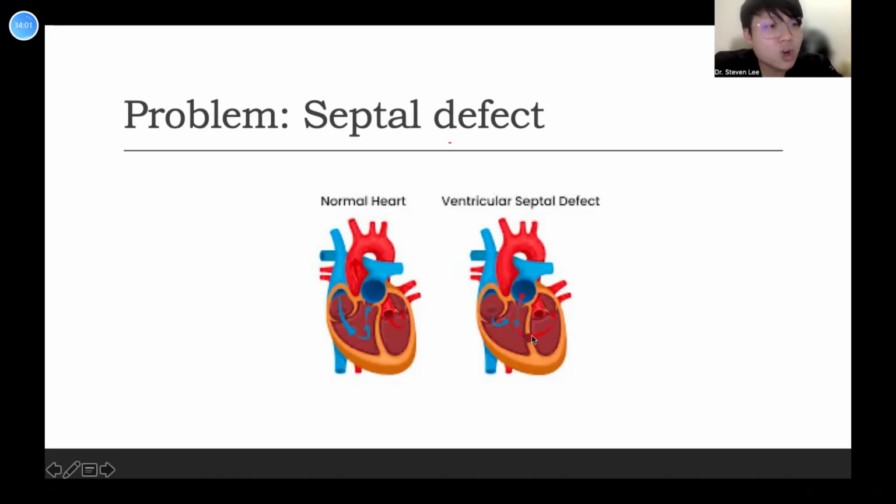So why is it like that? Most common is congenital. Maksudnya you are born with it. Okay, it's a congenital. It's like an error when you're making your heart, isn't it? So this is VSD. So the important thing is what will happen if you have a septal defect? Apa yang akan berlaku? Can anyone tell me? What will happen if you have a septal defect?